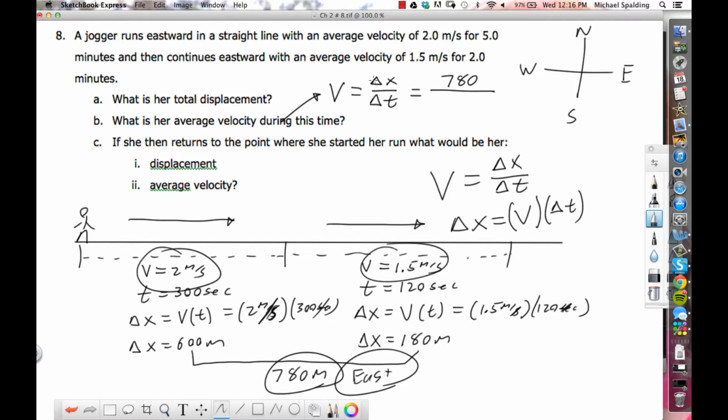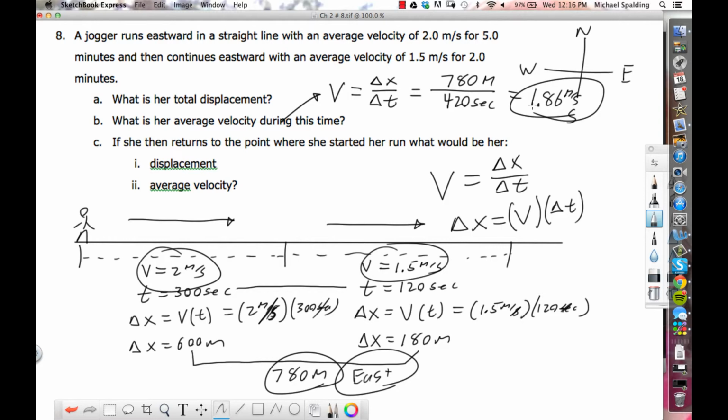What's her total displacement? We already figured it out. Total is 780 meters. And what's the total time? 7 minutes, 420 seconds. You add these two times together, 300 plus 120. So 780 divided by 420 is 1.86 meters per second. That's the answer to part B.